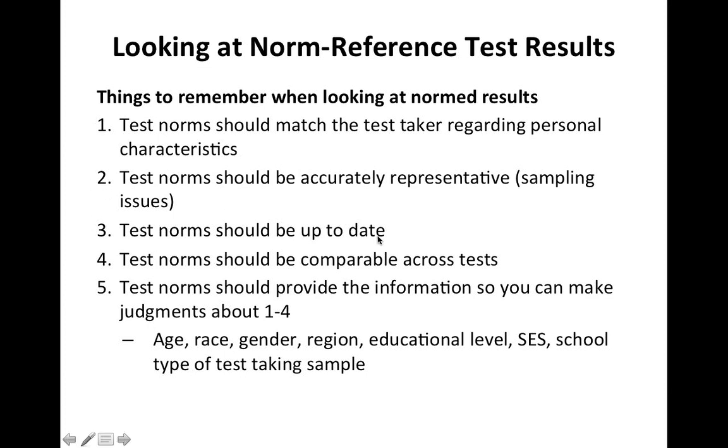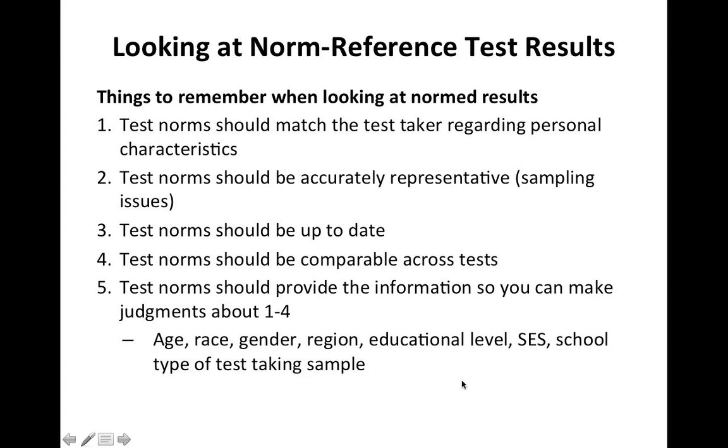I should also have norms that are up to date, right? Because I don't want to be comparing my student to student scores that were taken 50 years ago. Times change, standards change, and all that sort of stuff. Curriculum changes. Test norms should be comparable across tests. So if I give this test in May, I give it in October, I give it in the summer, maybe I change or I have different versions of the same test, I should be able to use those norms across all those different versions of the tests.